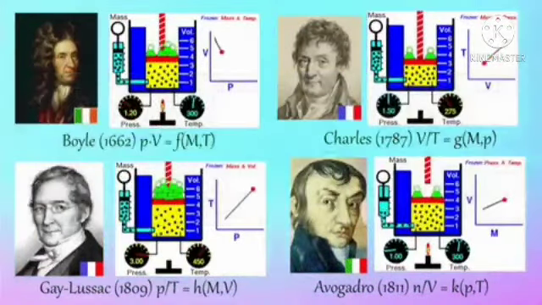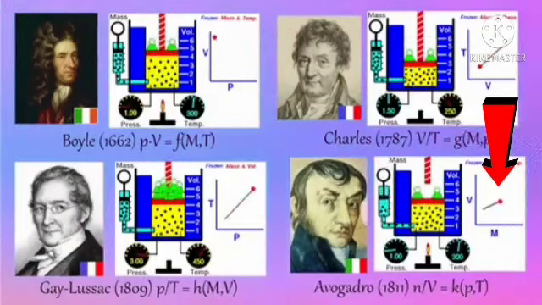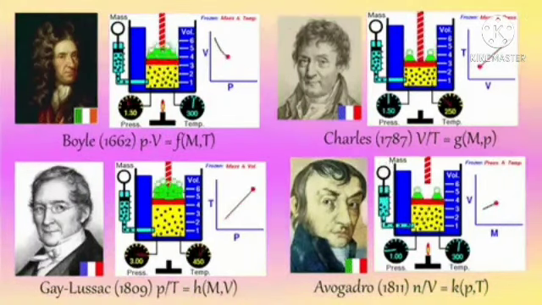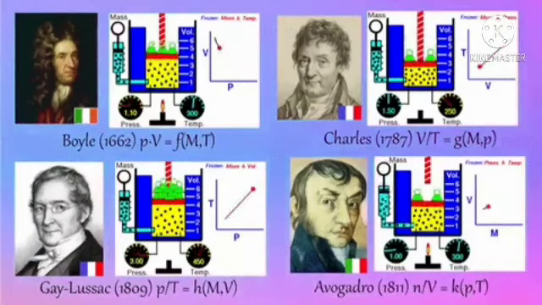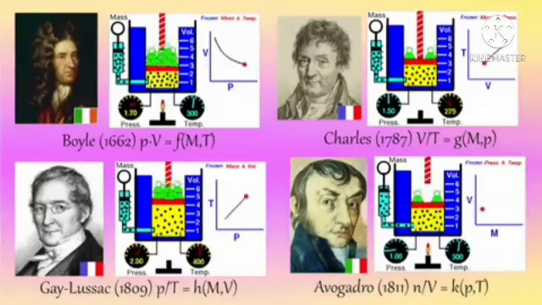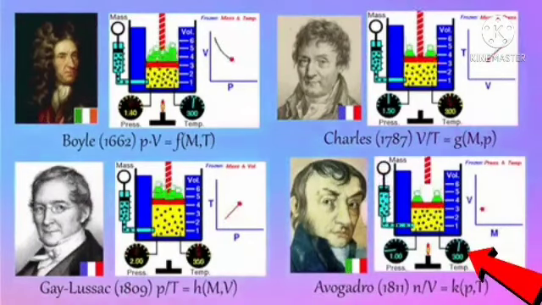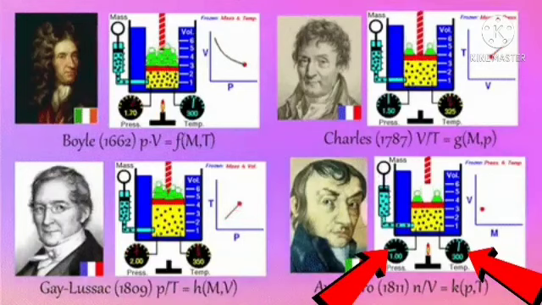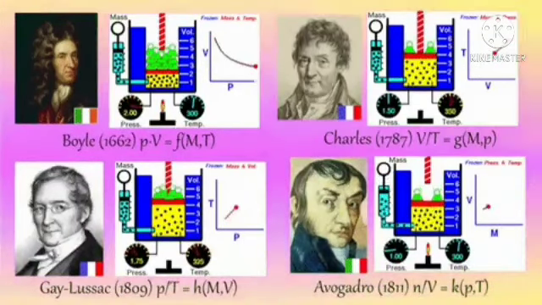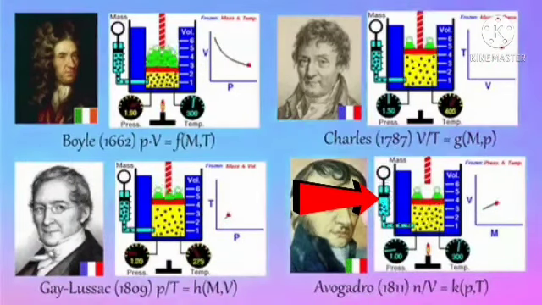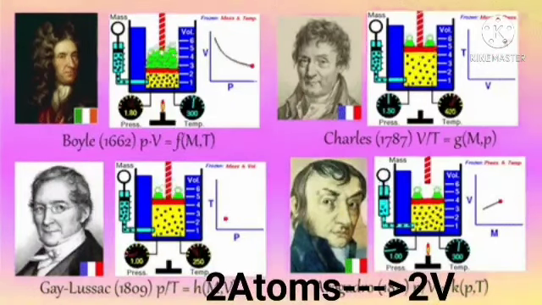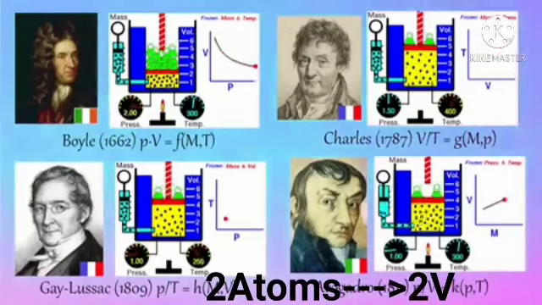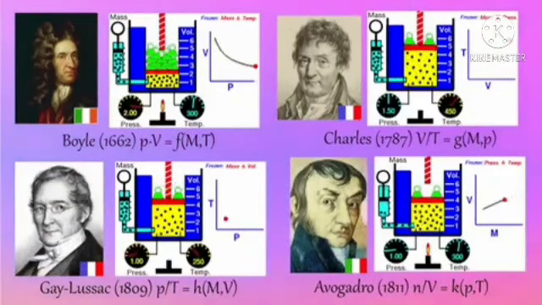Avogadro's law. Here the volume is directly proportional to the number of atoms. It was a few years later, in 1811, when Italian chemist Avogadro determined that at constant temperature and pressure, the volume of a gas was proportional to the number of atoms in the container. The idea is the same as the others. Double the number of atoms and you double the volume. This is called Avogadro's law.